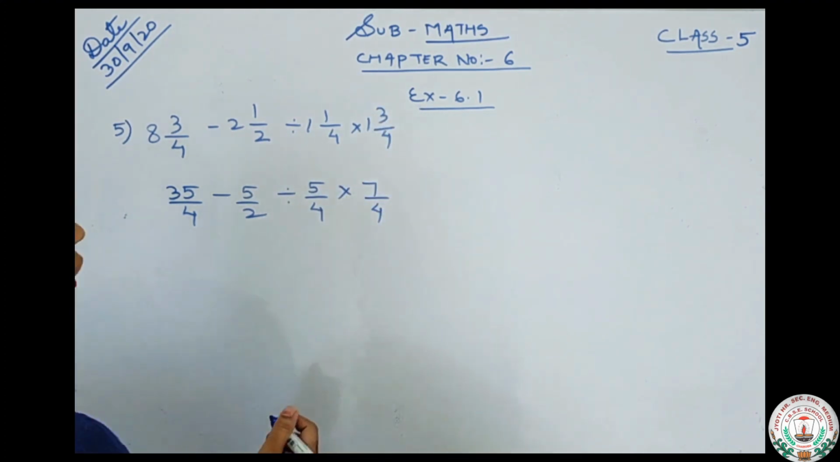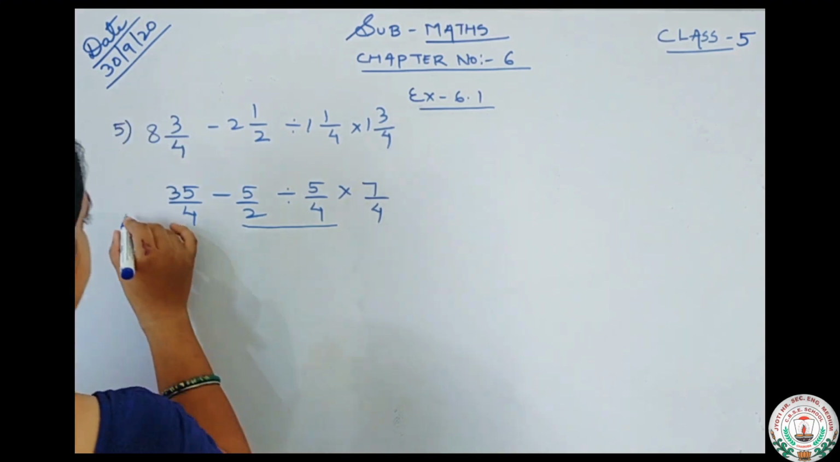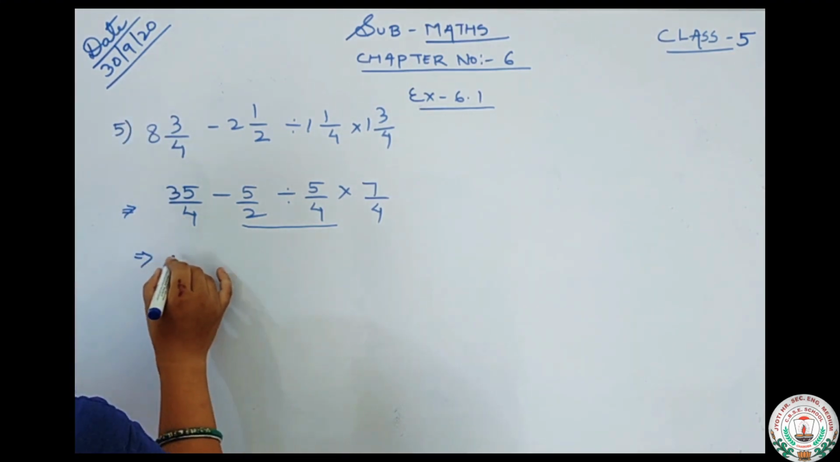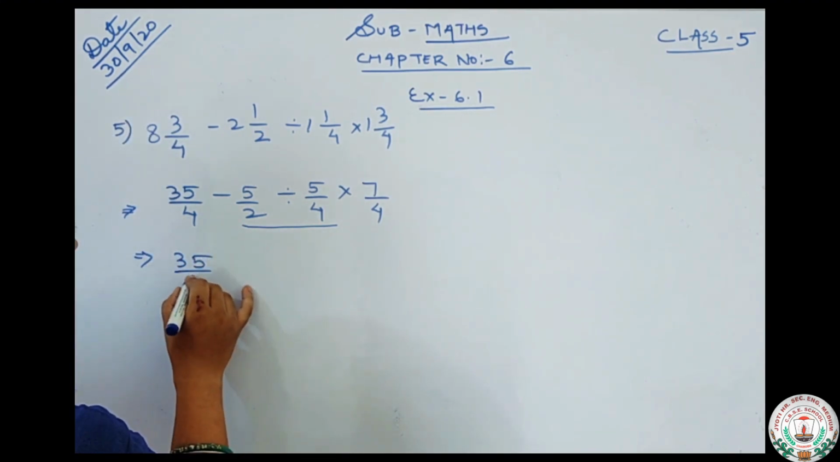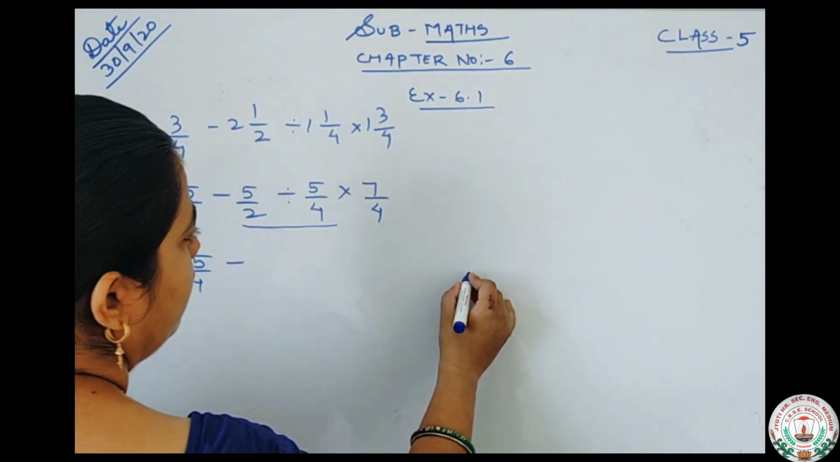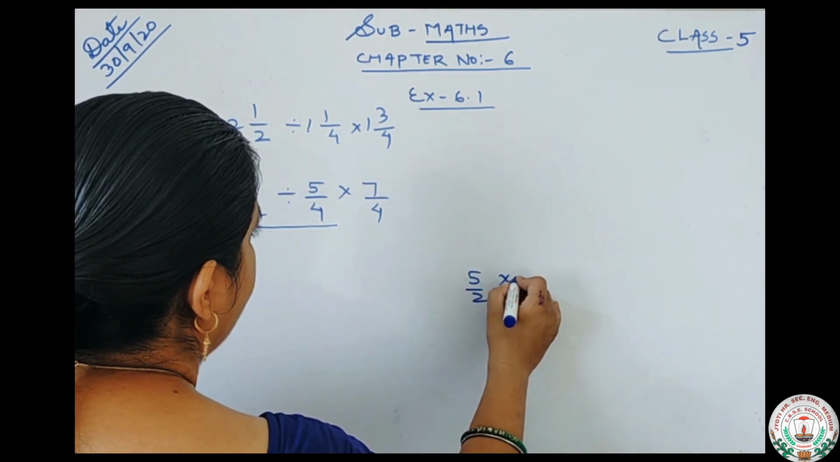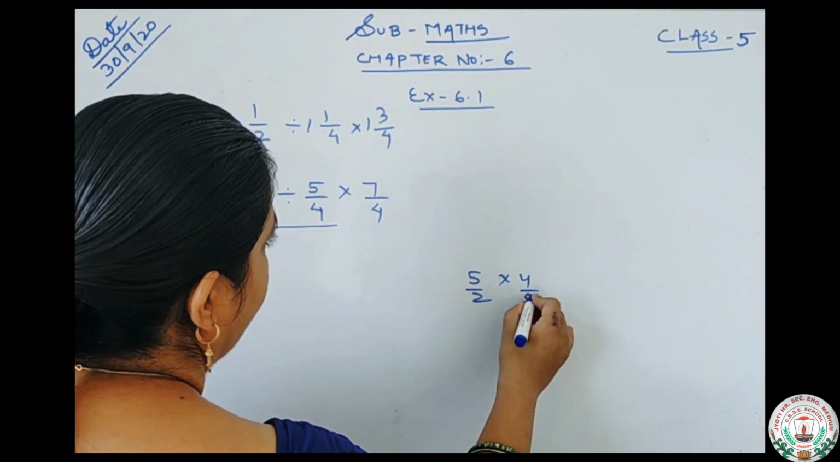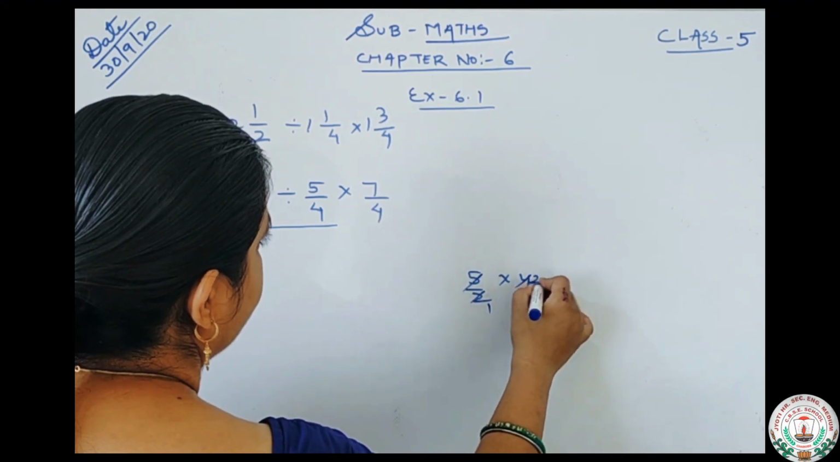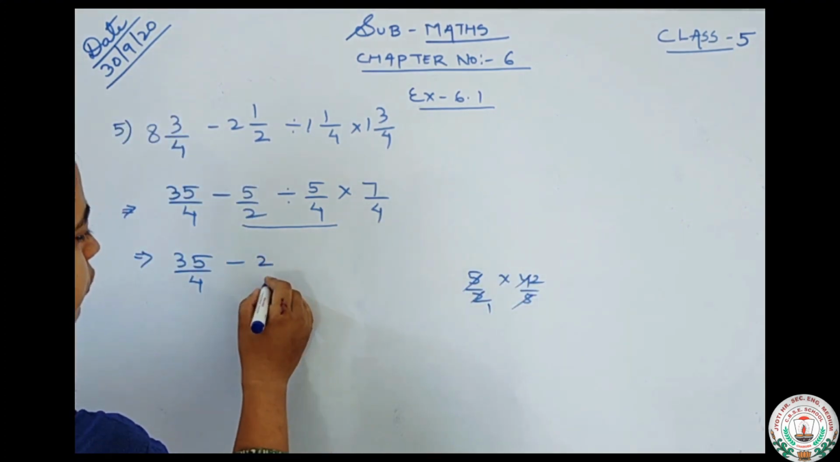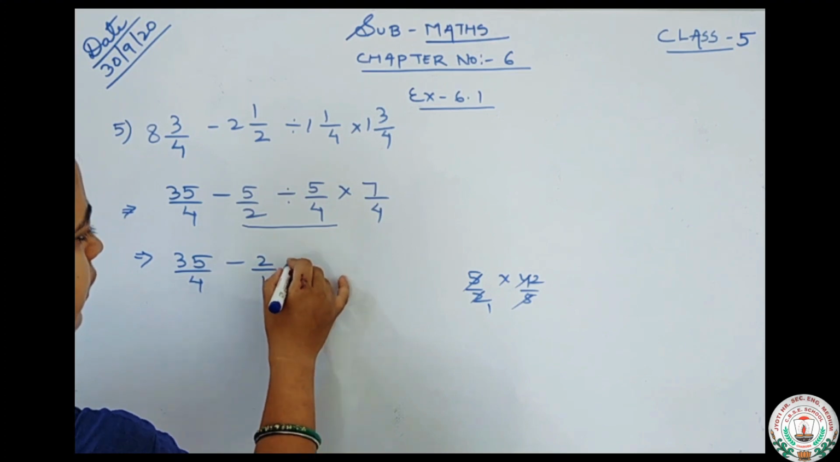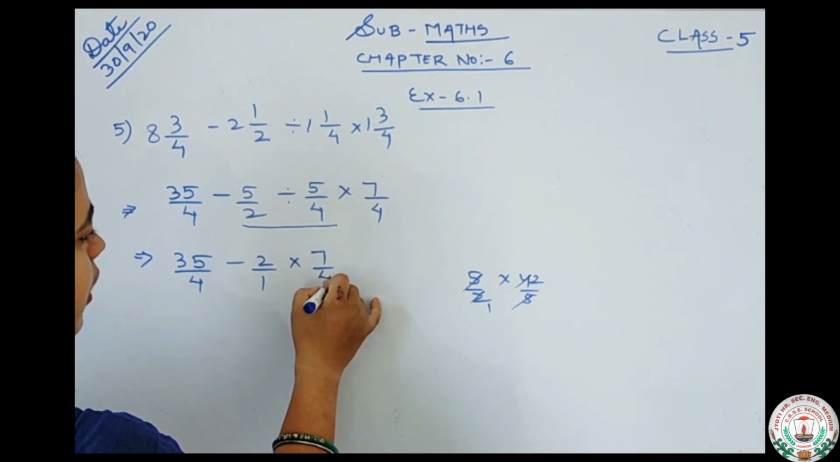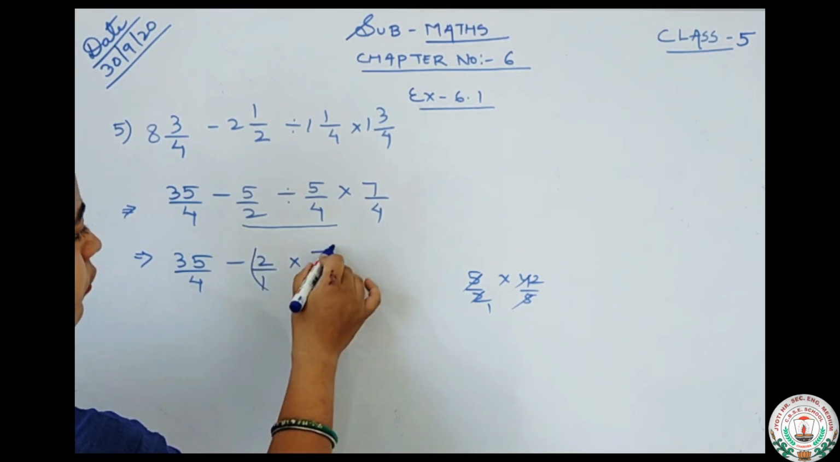Okay, first what you will do? First we will divide this. First comes division. 35 by 4 minus here 5 by 2 into 4 by 5. 5 5 cancel, 2 1s are 2 2s are. So what we will get? 2. 2 by 1 into 7 by 4. After division what we will do? We will multiply.